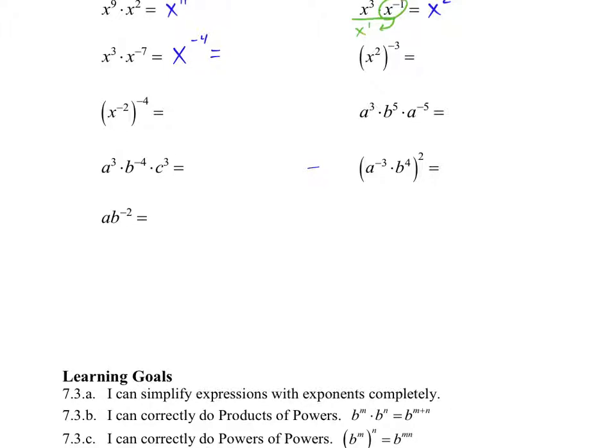X to the -4 equals 1 over x to the 4. You could look at that as though it's over 1. The negative exponent means put it down below, and then the exponent becomes positive.